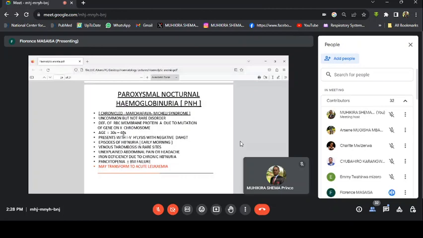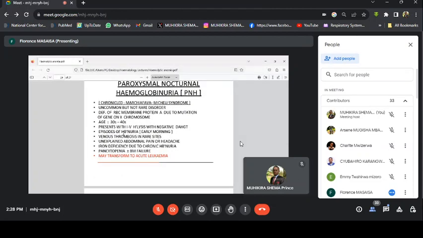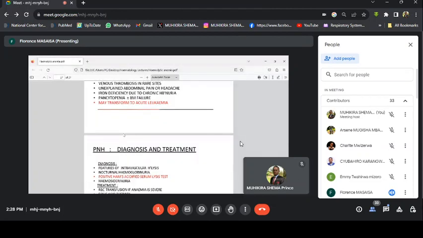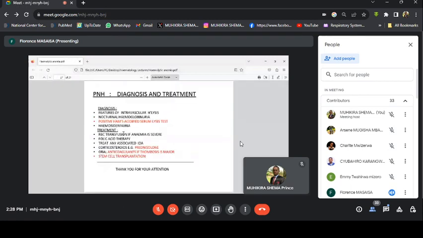These patients also have an increased risk of venous thrombosis, they may have a DVT or pulmonary embolism, and other symptoms of iron deficiency and bone marrow failure. Some of the patients may also have a risk of developing acute leukemia. How do you treat it? The patient with features of intravascular hemolysis, we have nocturnal hemoglobinuria.